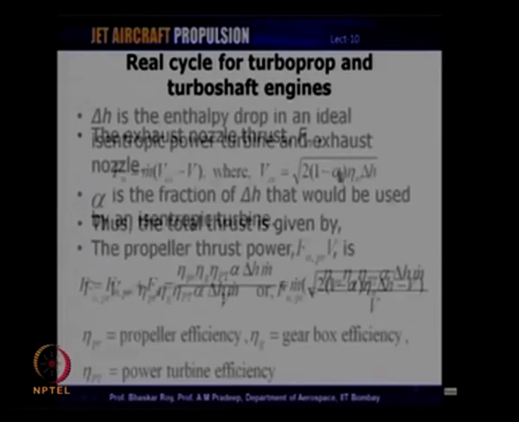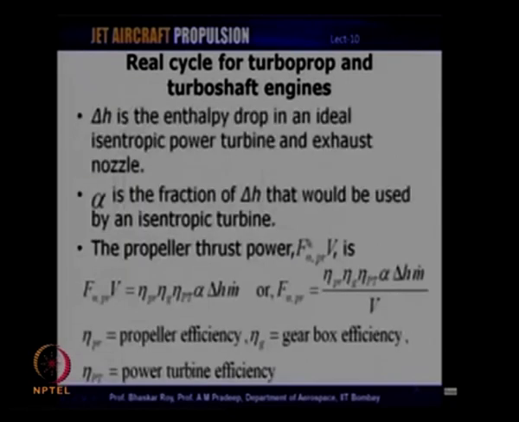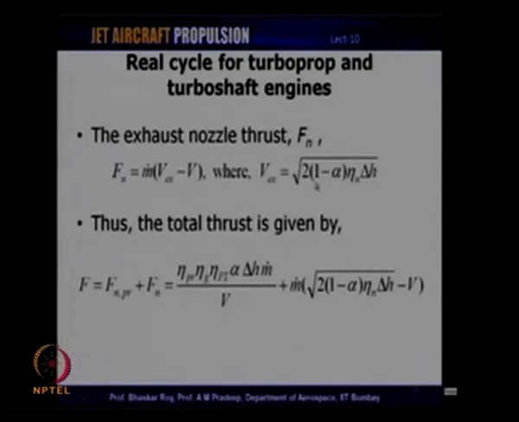And why is it 1 minus alpha? Because alpha times delta H has been expanded in the turbine, the power turbine. Therefore, 1 minus alpha is what is available for expansion in the nozzle. So, 1 minus alpha times delta H is the enthalpy which is available for expansion in the nozzle, and therefore we get this term, that is 1 minus alpha into delta H multiplied by the nozzle efficiency, which will give us the exhaust velocity through the nozzle. Therefore, the total thrust developed by a turboprop will be equal to the thrust developed by the propeller plus the nozzle thrust.